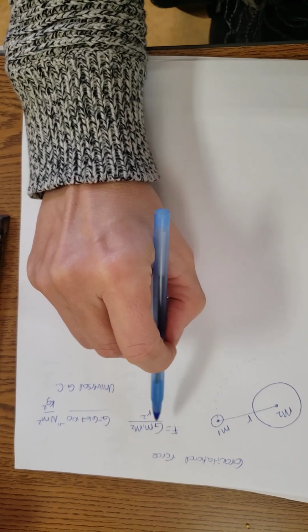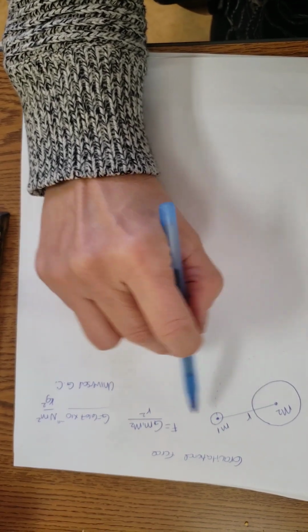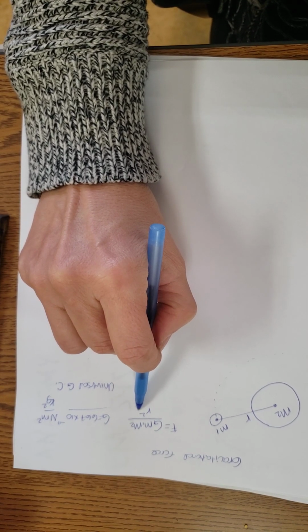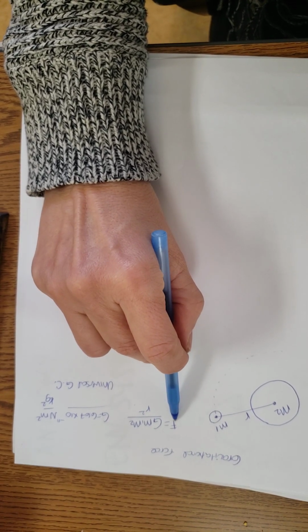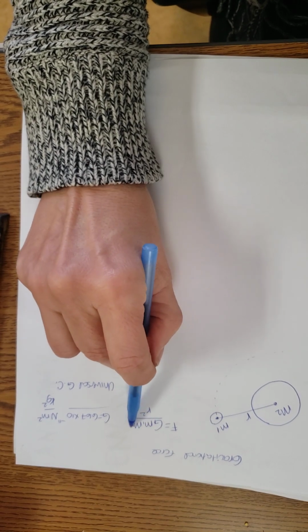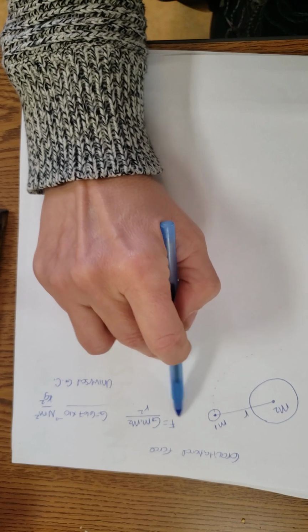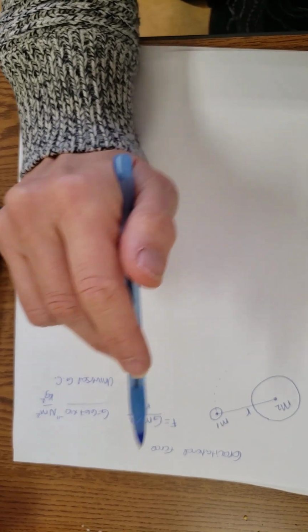As you can see, when we increase the distance, we are increasing the denominator, so a greater distance is going to result in a smaller force. In the same way, increasing one of the masses, either the big mass or the small mass, is going to result in a greater force.